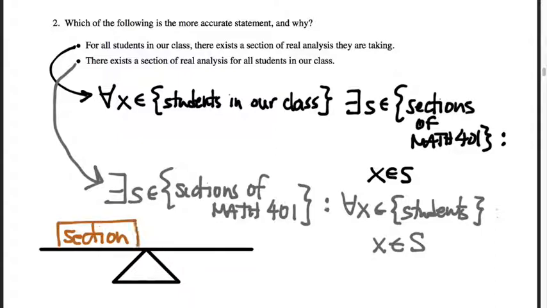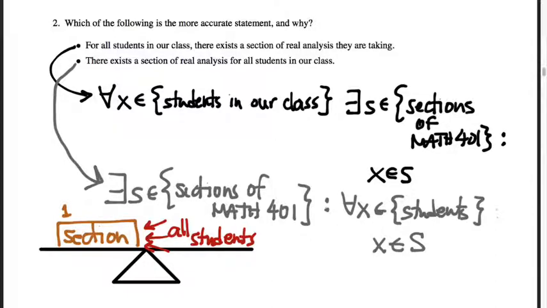And so on our stage, since it's an existential statement, we have one section that comes to the stage. There exists a section of Math 401. Great, so we put that section onto the stage. And then what does that section have to satisfy? All students belong to that section. So diagramming that out, what it's saying is that all students belong to that section. So that's what happens if we're trying to use the form of the statement on the bottom.